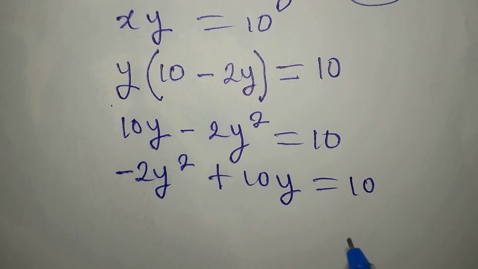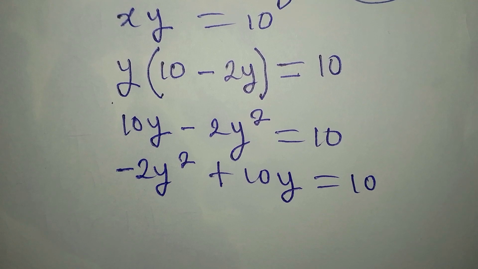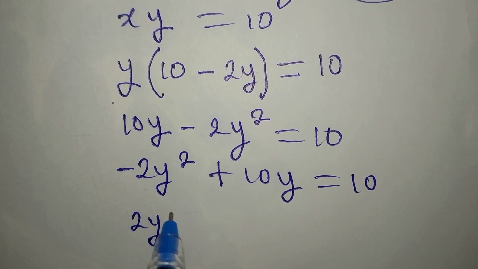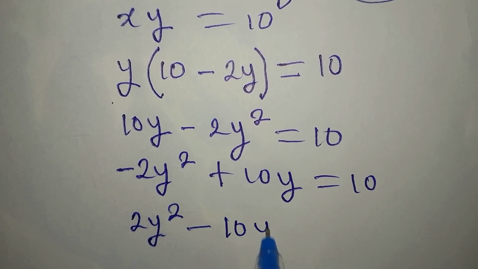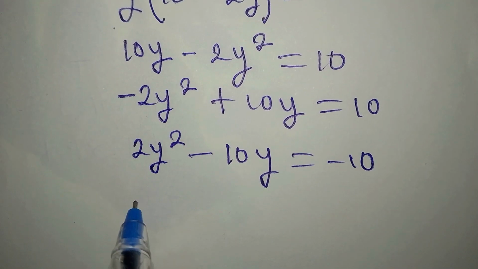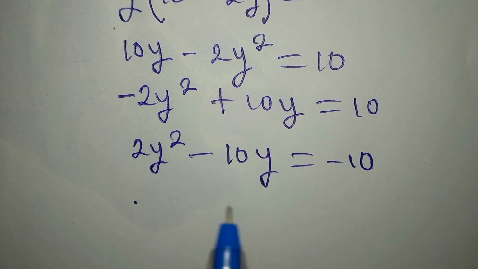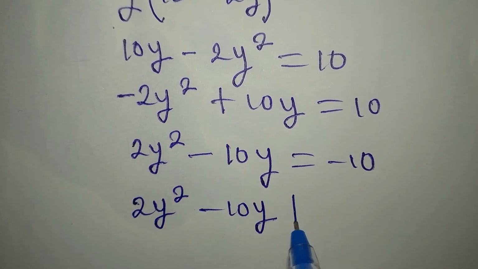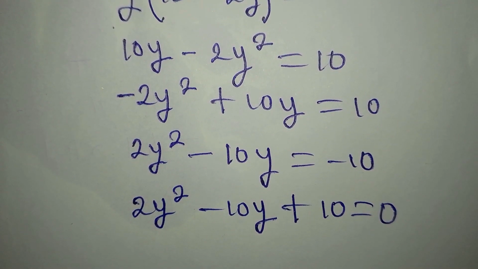What I did is to make sure the one with the highest power comes first. The next step is to remove this negative, so all the signs will change. This will turn to negative, this will also turn to negative, and this will turn to positive. So 2y squared minus 10y is equal to minus 10. So that we can now take this to the other side, we have 2y squared minus 10y plus 10 is equal to 0.